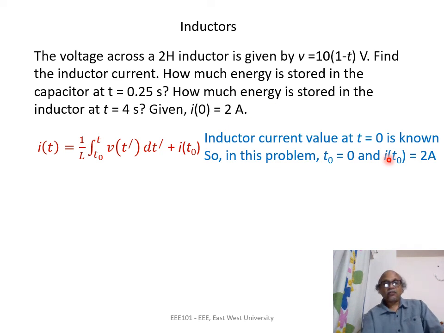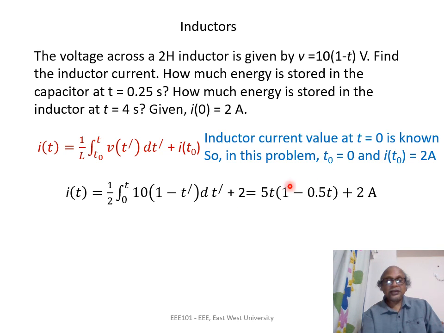So we can formulate this integral in this way. L is 2 Henry. The integration limit is from 0 to t. The voltage as a function of t prime is shown here, and we have the initial value. And after the integration, we get this expression for the inductor current.